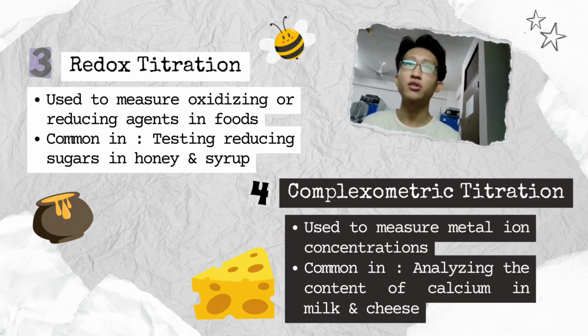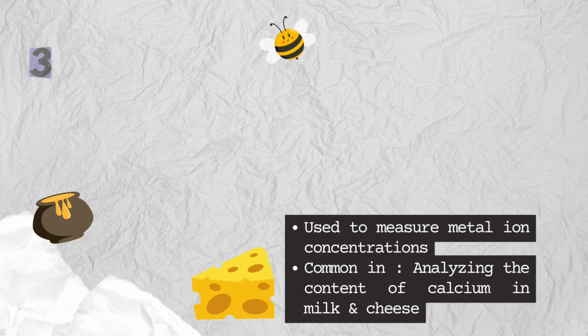The third one, we have redox titration. It is often used to measure oxidizing or reducing agents in foods. For example, we use redox titration to test reducing sugars, which are sucrose, in honey and syrup. The last one is complexometric titration. It is used to measure metal ion concentration, such as analyzing the content of calcium in milk and cheese.